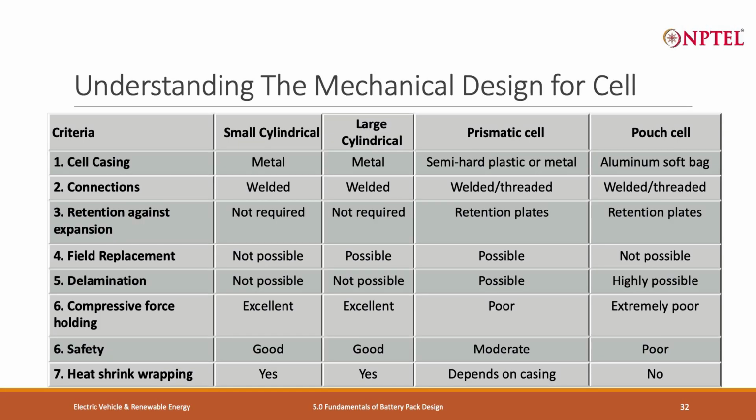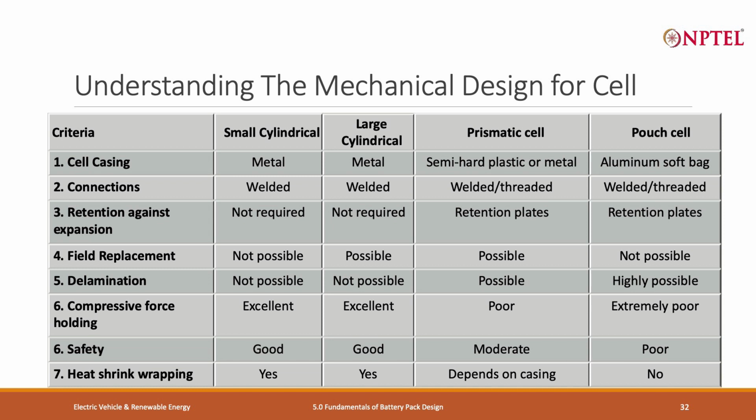Now retention, again expansion or contraction, both. In cylindrical cells, by virtue of its shape, you don't require any additional mode or method for expansion or contraction during charge or discharge. In prismatic cells, yes, you require. Pouch cells also you require. Why will we require? We'll find out in a later part of this discussion.